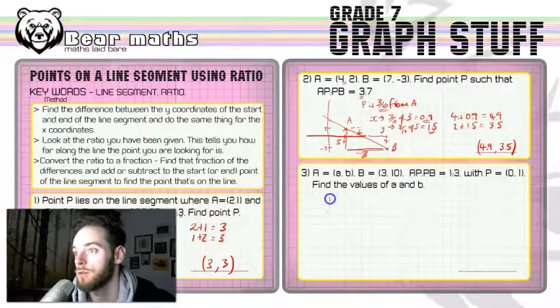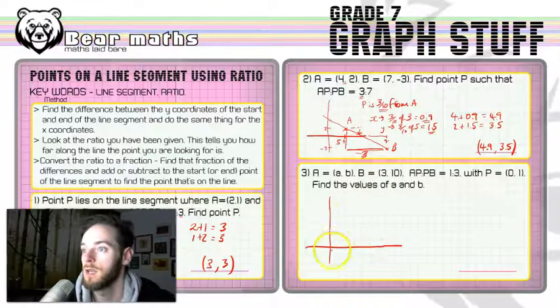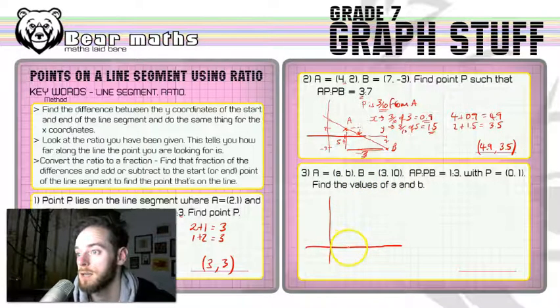So let's draw a little sketch of this one. I'll show you the nicest way of answering this question, I think. You've got to work backwards. It's a bit trickier. Let's plot point B. So 3/10, let's say 3 is there and 10 is there.